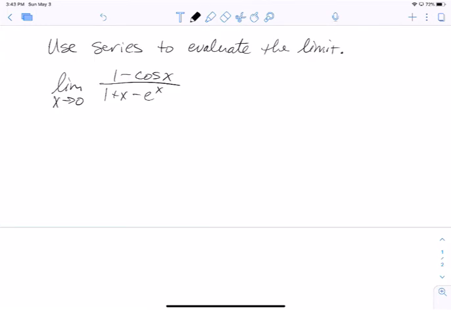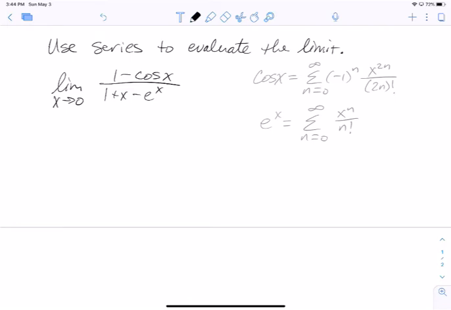Next, we're asked to use series to evaluate a limit, and here it's the limit as x approaches 0 of 1 minus the cosine of x over 1 plus x minus e to the x. A quick check here, if we were to let x equal 0 and try to substitute, we would end up with an indeterminate form, so that's not going to help us. We could use L'Hopital's rule, but here we're looking at using series. Again, looking at table 1, we have the cosine of x is equal to the sum as n goes from 0 to infinity of negative 1 to the n times x to the 2n over 2n factorial, and e to the x was as it was given a few minutes ago.